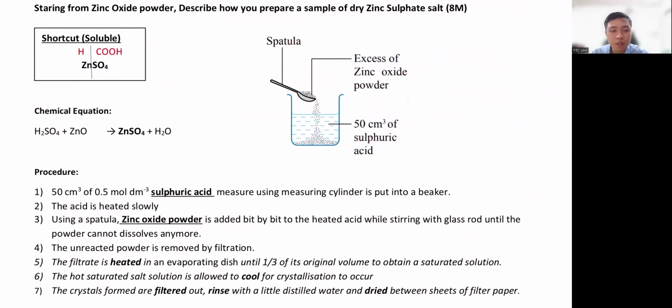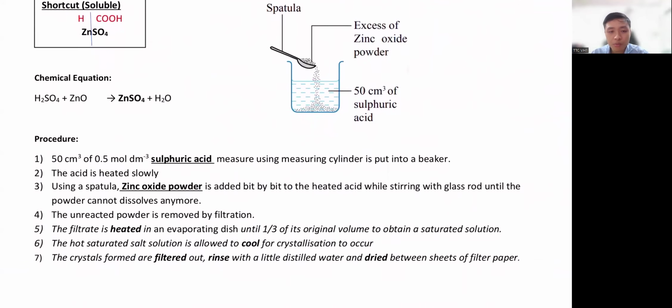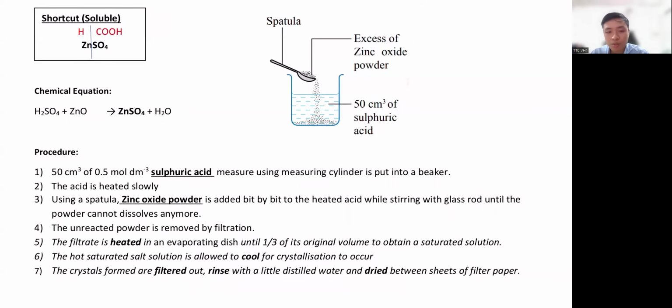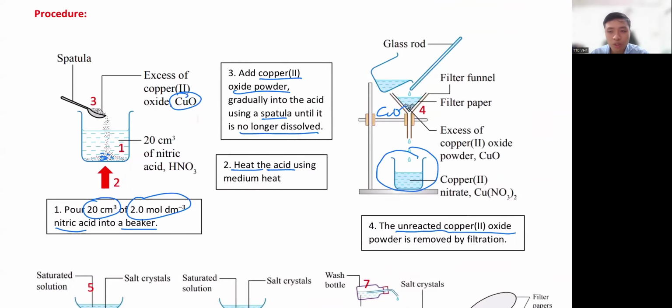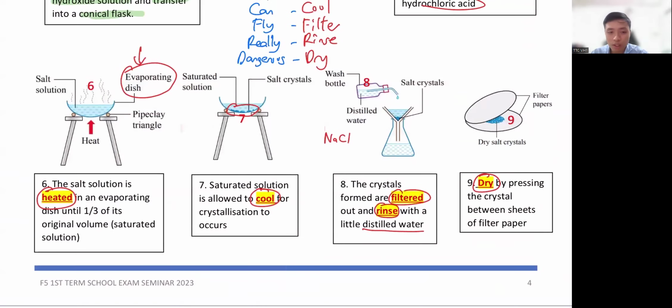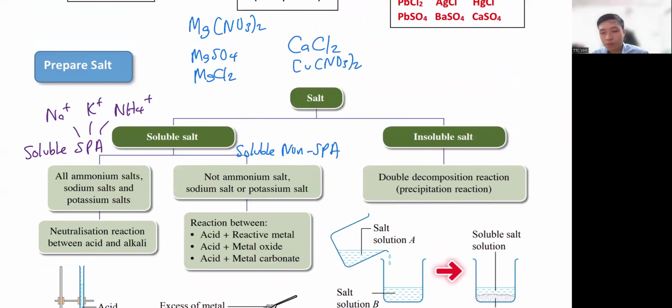And this is the experimental steps, on how to prepare a soluble salt. You can try to read through. I just explained it, and if you don't understand, just ask me, for when you try to recall whatever later in future. So the last one is to prepare an insoluble salt.